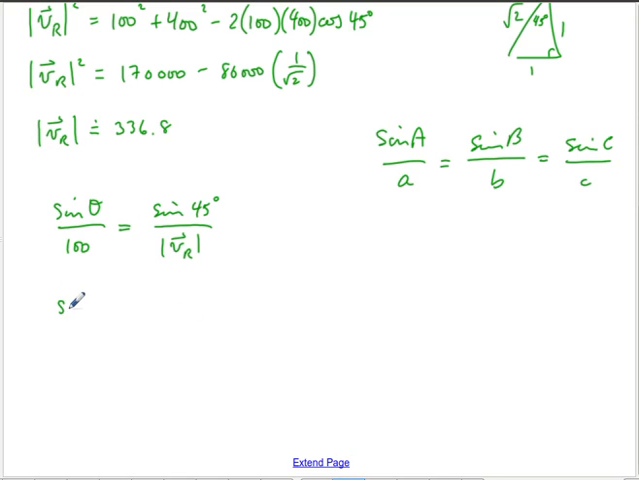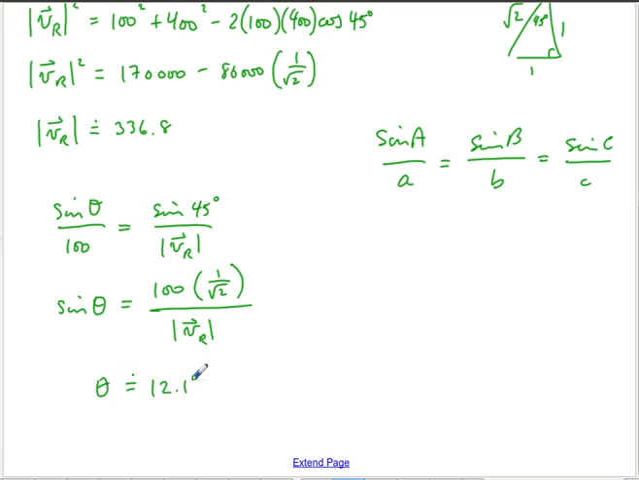And so from there I end up with sine theta is equal to 100 times the sine of 45, which is 1 over root 2 or root 2 over 2, over the magnitude of our resultant vector. Notice I'm just leaving this symbol in place as it is because I'm going to use the number that I've still got in my calculator to do this. And so I'm going to go ahead and do that all in one step. I end up taking the inverse sine of this whole calculation, and it works out to be approximately 12.1 degrees.